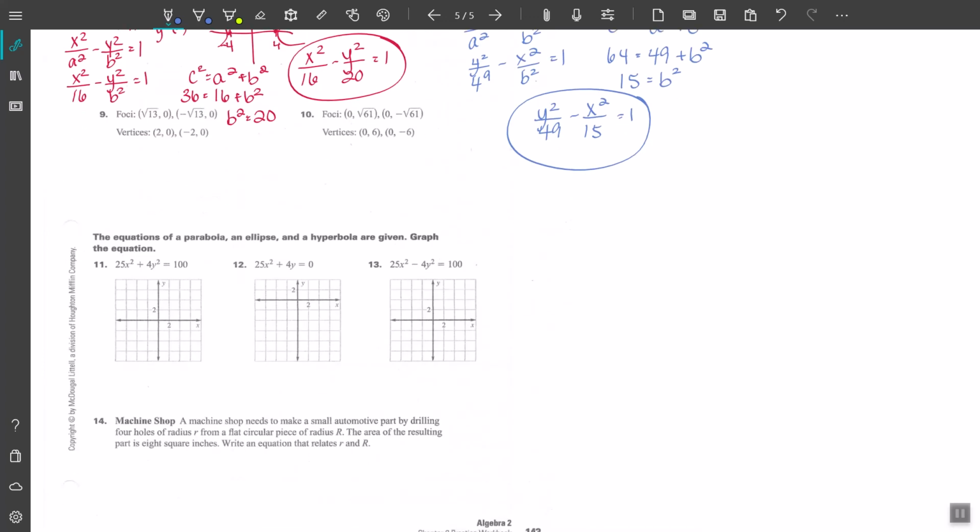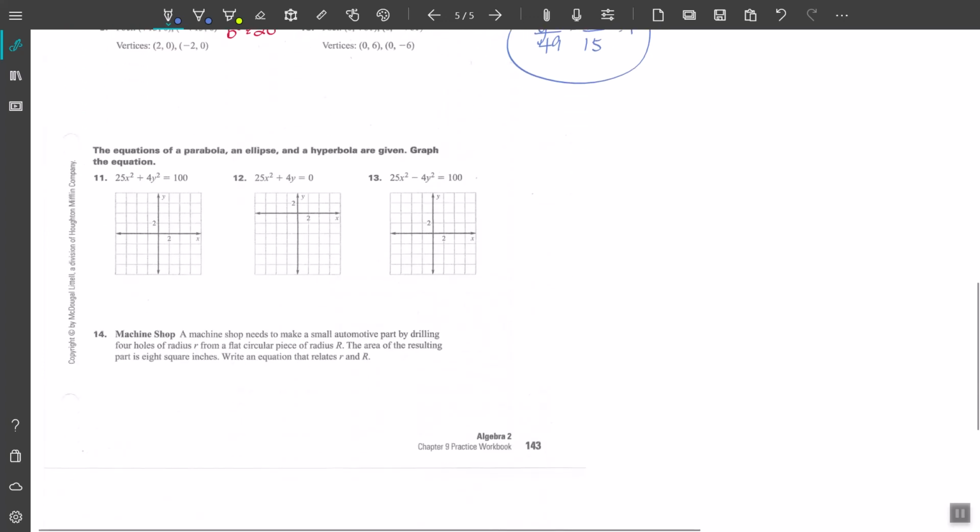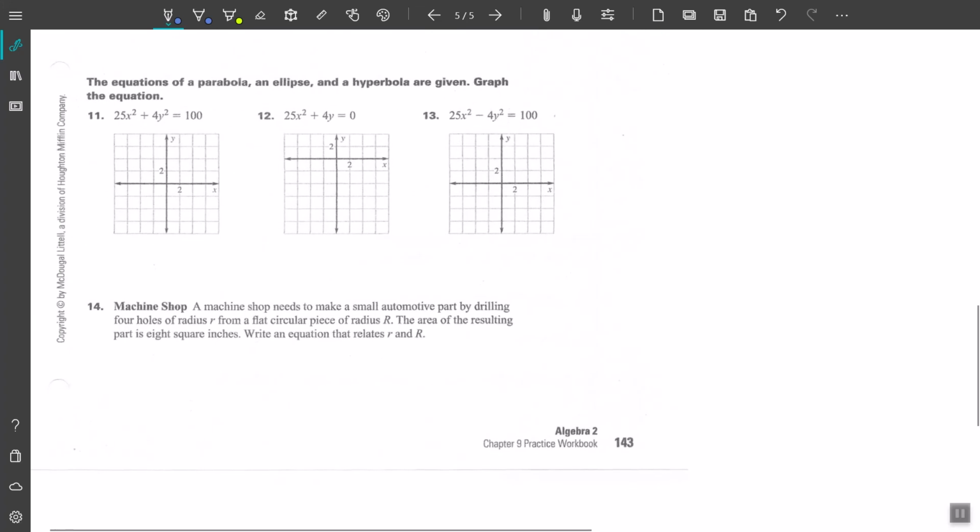All right, and then 11 through 13 are equations that they want us to graph and determine whether they're a parabola, an ellipse, or a hyperbola. So without even graphing these, you know a good bit about each of these. If we're looking here at number 11, we can see we have an x squared and a y squared term. So this means we're either dealing with a circle or an ellipse. So remember, the ellipse is just a squished circle.